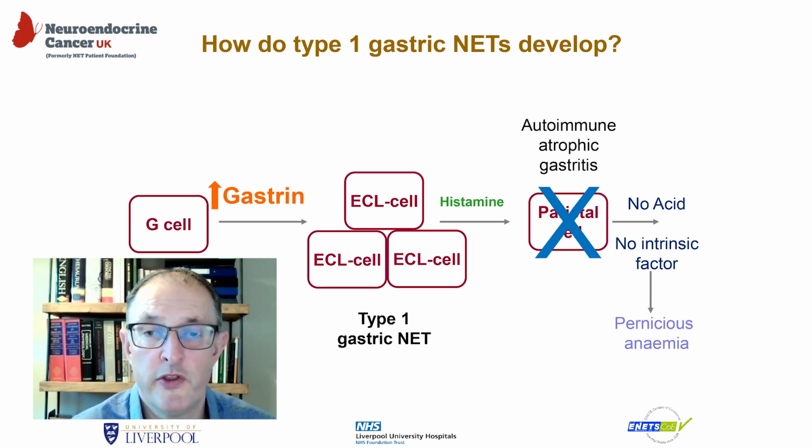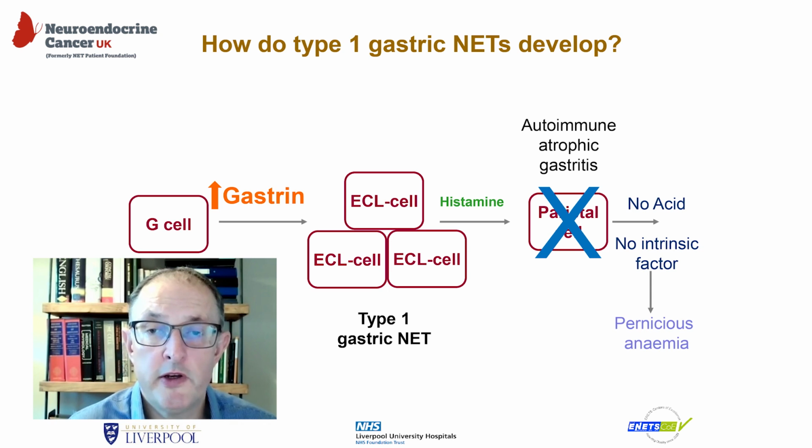In type 1 gastric neuroendocrine tumours, what happens is that your parietal cells are destroyed by an autoimmune process. That's the big X on the right. As a result, the stomach doesn't produce acid, and it also doesn't produce intrinsic factor, which also comes from parietal cells. That's what leads to this condition called pernicious anemia, or vitamin B12 deficient anemia.